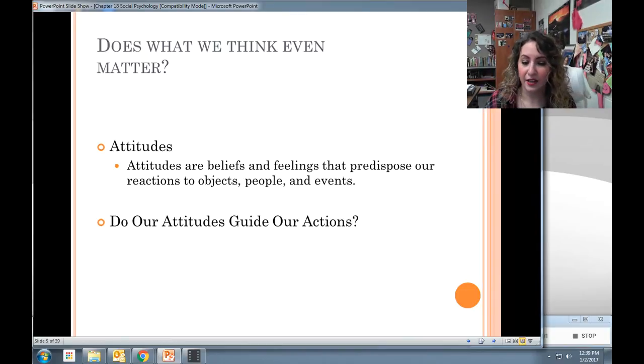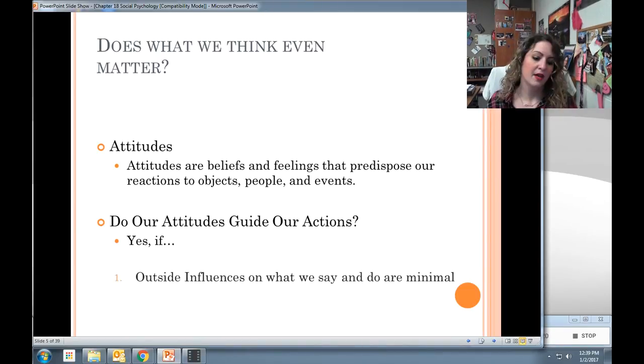So do our attitudes guide our actions? If you think cheating is wrong, does that guide your actions? Yes, if several things are in line. Outside influences on what we say and do are minimal, meaning that there's no pressure to cheat. I didn't say cheating on a person. I didn't say cheating on a test. I didn't say cheating on your taxes. I just said cheating in general.